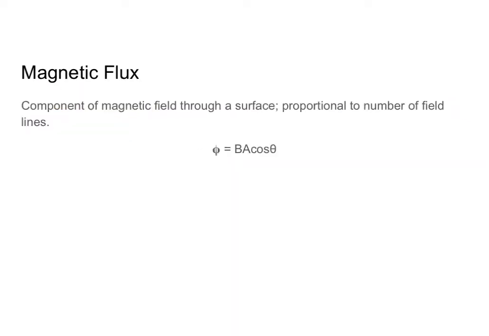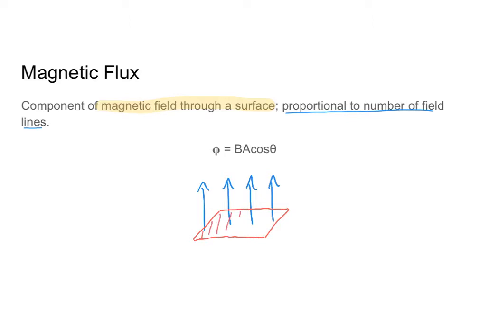With that, I want to introduce a new term, and that is magnetic flux. Magnetic flux we are going to define as the component of magnetic field through a surface. That magnetic flux is going to be proportional to the number of field lines. So the more field lines, the greater the magnetic flux. Say I have a magnetic field coming straight up from the bottom of the page, and I want to figure out the magnetic flux in a rectangular area going out and into the page. So this is going into that page here.